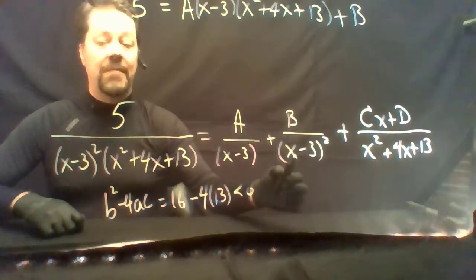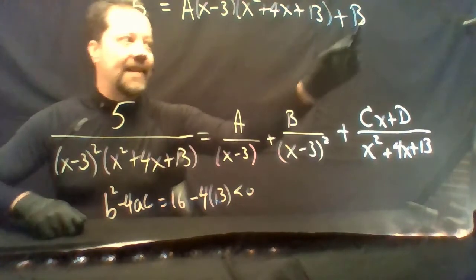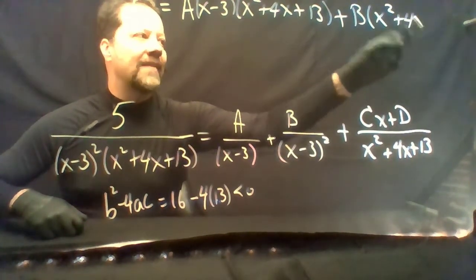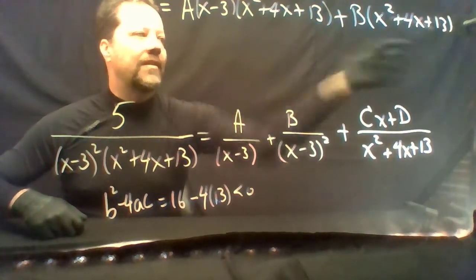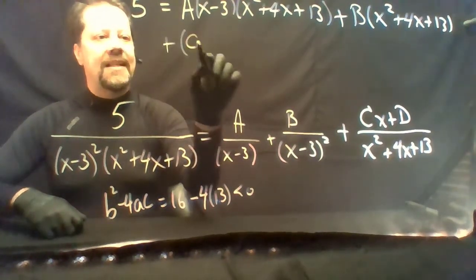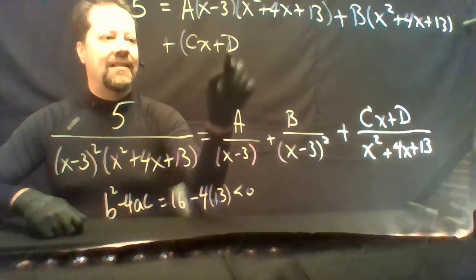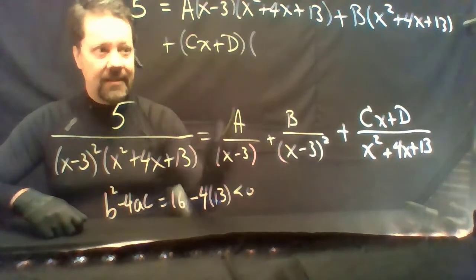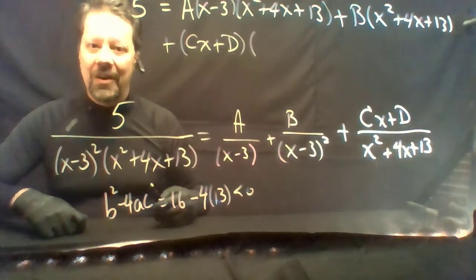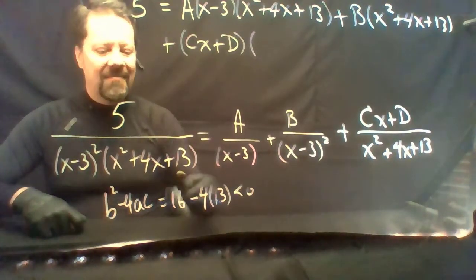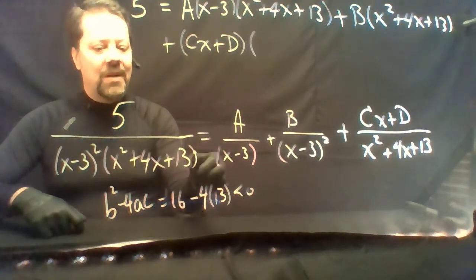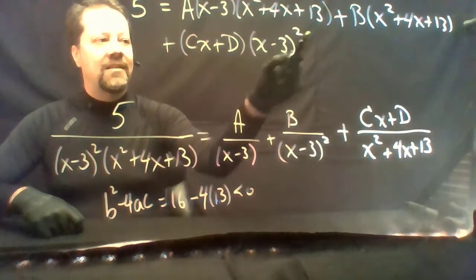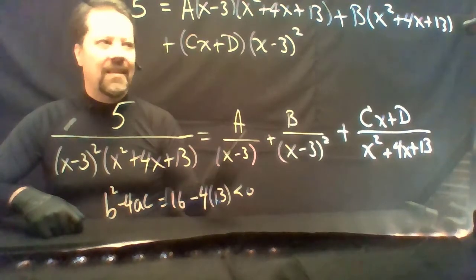On the next term, both factors of x minus 3 cancel, leaving us with b times x squared plus 4x plus 13. On the last part, it's the quantity cx plus d. Don't forget the parentheses. It's important. It's part of the order of operations agreement. The x squared plus 4x plus 3 cancels, leaving us with x minus 3 quantity squared.